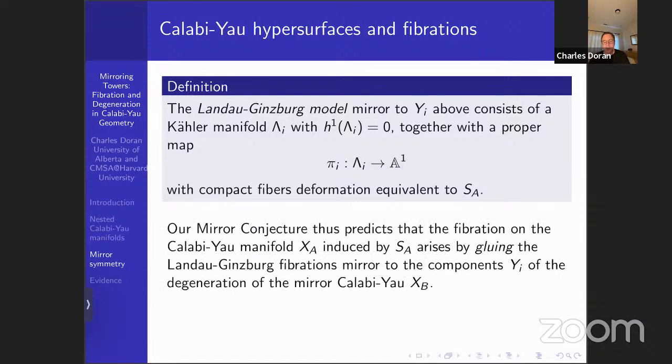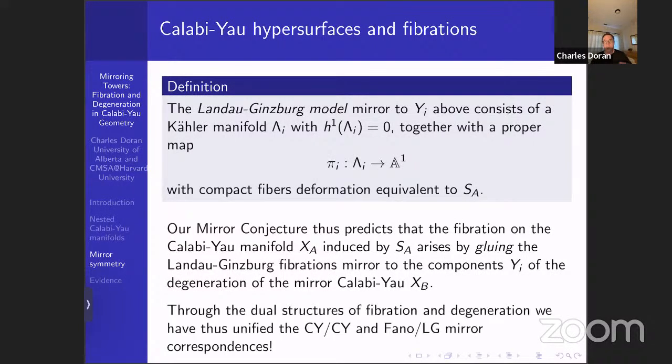So the other part of our mirror conjecture is that the fibration on the Calabi-Yau manifold XA that's induced by SA, you can get by gluing the Landau-Ginzburg fibrations mirror to the 2 components, Y1 and Y2. So you have your mirror Calabi-Yau XB, it splits into Y1 union Y2 intersecting on an SB. The fibers of the Landau-Ginzburg models are deformation equivalent to SA, each fiber over A1, now glue. Of course, this is a very facile way of saying it, and when we first formulated this, we had to do it on the level of topology in different settings. We have to be careful what category we're working in, but it seems to be a very robust prediction.